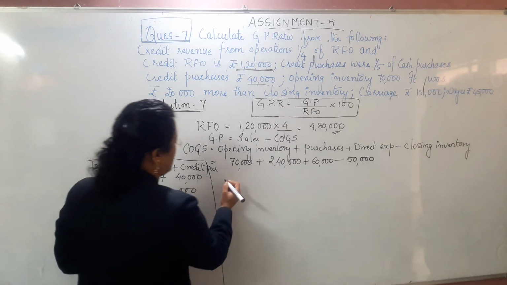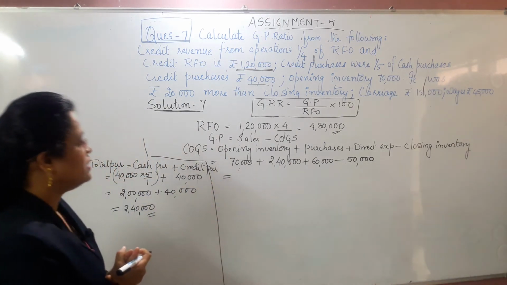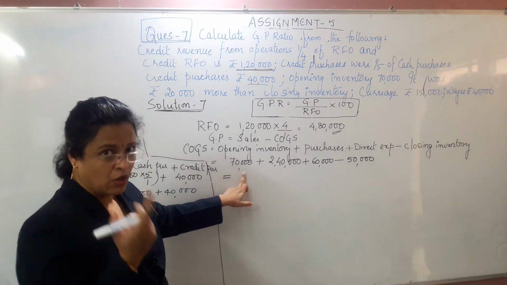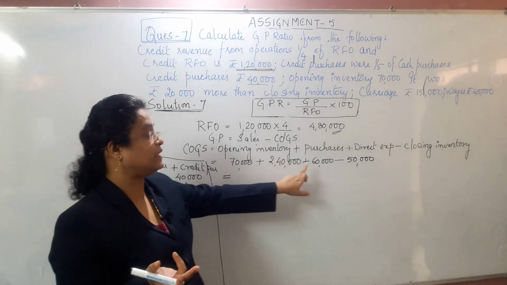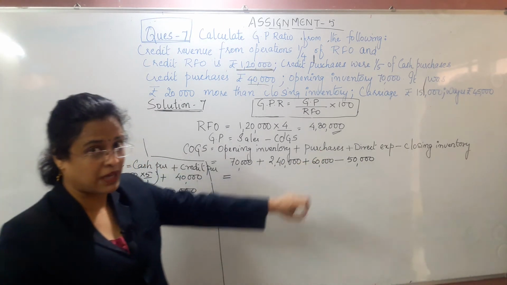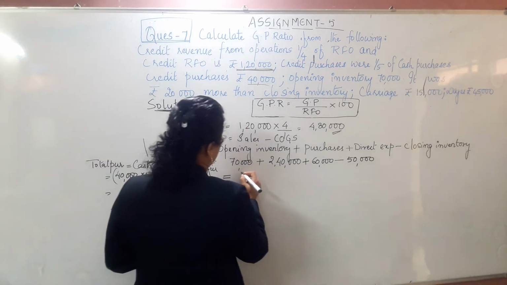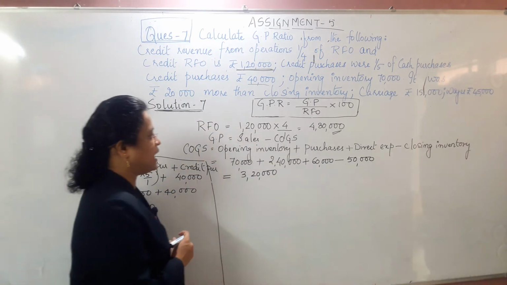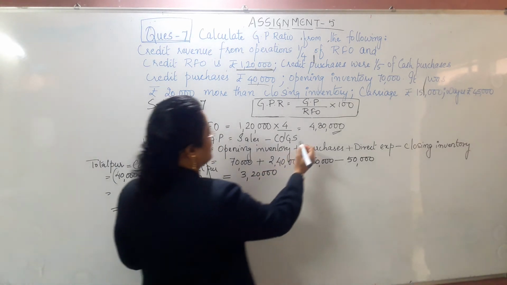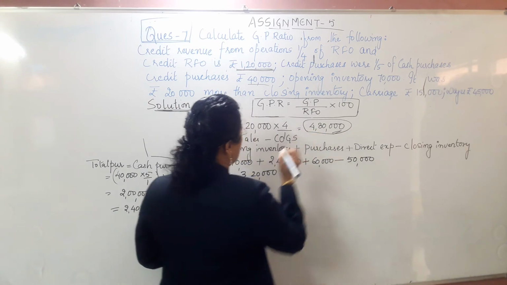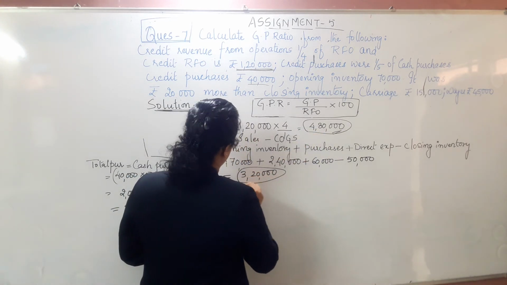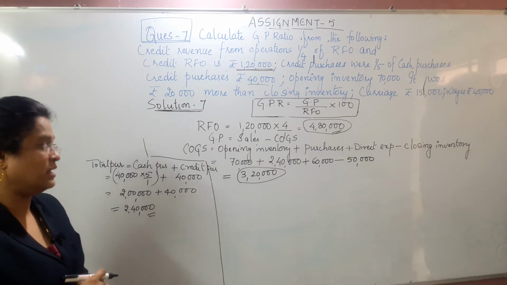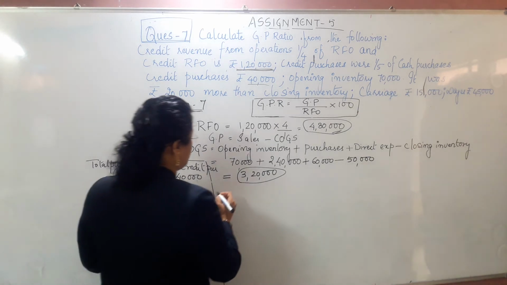Okay children, now let us calculate it. 2,40,000 plus 70,000 is equal to 3,10,000. 3,10,000 plus 60,000 is 3,70,000, minus 50,000. We get the value for the COGS, which equals 3,20,000. So children, we got the revenue from operations as 4,80,000, and the cost of goods sold equals 3,20,000.